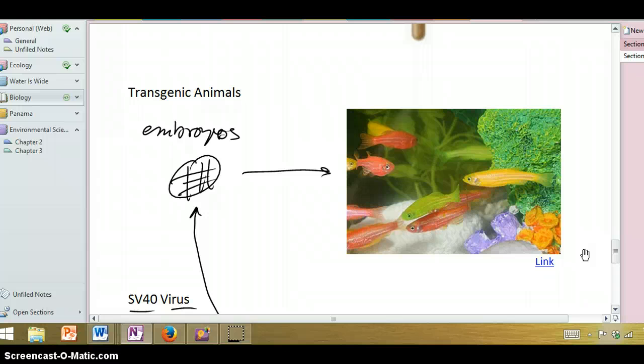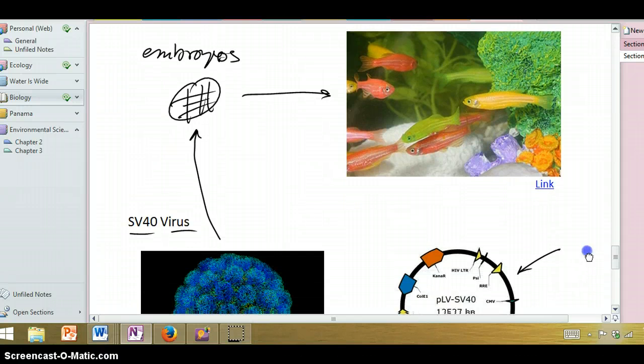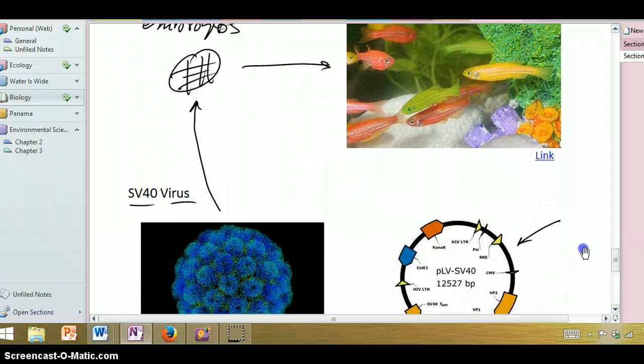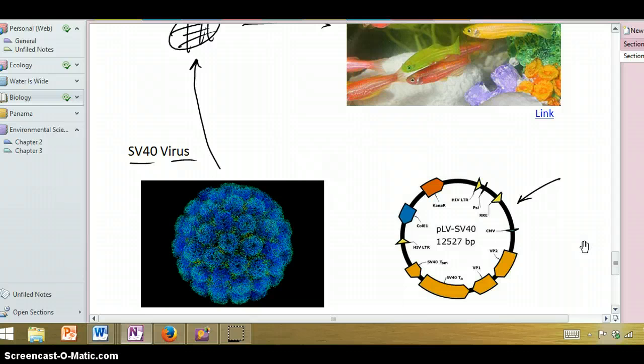There are some experiments being done with cattle and sheep and goats to have genes spliced into them such that these organisms will produce certain compounds in their milk that they would not normally produce. I don't believe that these types of animals are widespread in big herds yet, but this is an area of research.